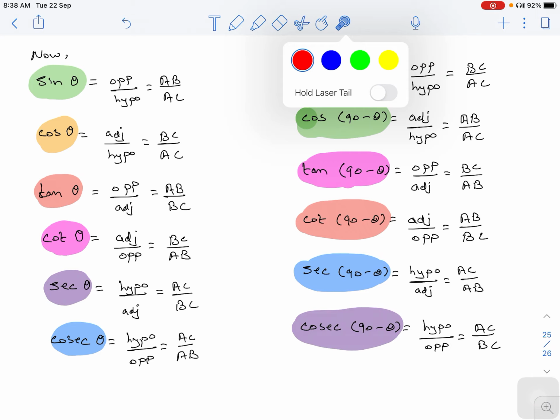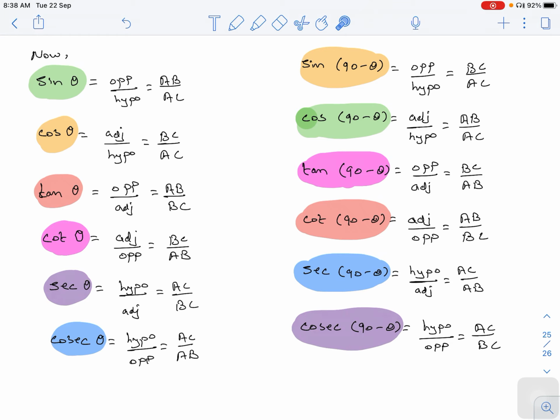Okay, so now from this what do we come to know? That sine theta is equal to cos 90 minus theta, cos theta is equal to sine 90 minus theta, tan theta is equal to cot 90 minus theta, cot theta is equal to tan 90 minus theta, sec theta is equal to cosec 90 minus theta, and cosec theta is equal to sec 90 minus theta.